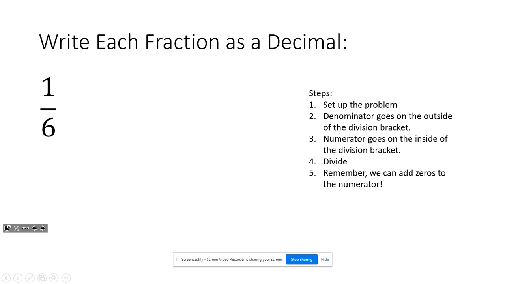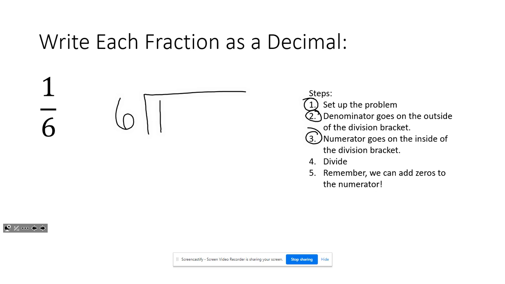All right, so now we're going to write each fraction as a decimal. And these ones involve some long division. So first thing we're going to do is set up our division problem. We're going to write our division bracket. Then we see the denominator goes on the outside of the division bracket, so 6 will go out here. And then the numerator goes on the inside, so we'll put a 1.